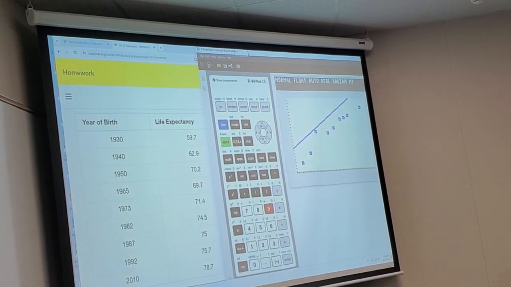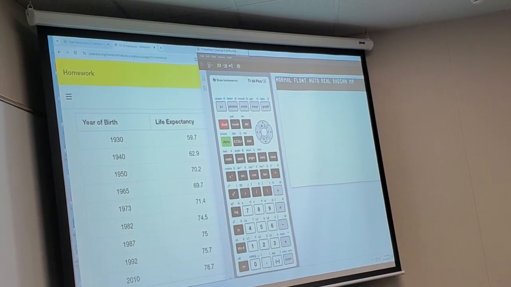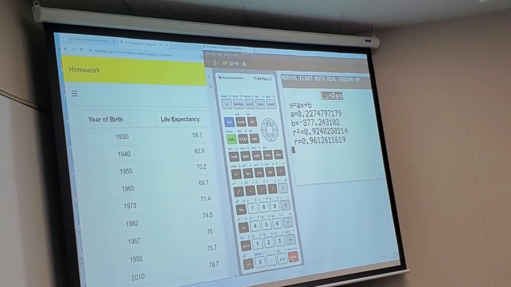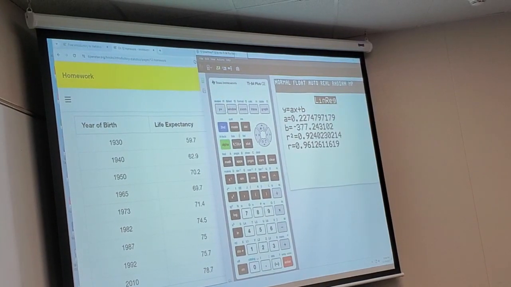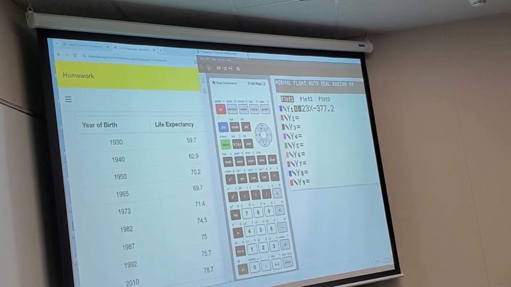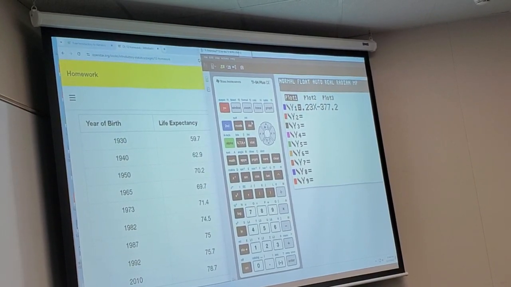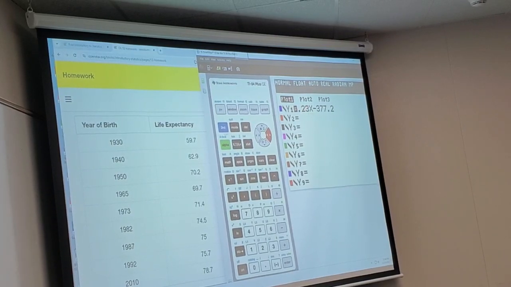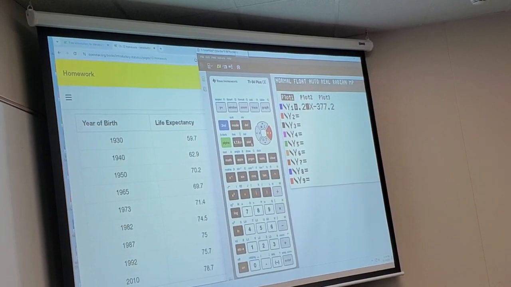So let's see. What did I do wrong? Did I put this in here wrong? Let's see. I got to recalculate. 0.23 and negative 377.2. That's right. Let's see. 0.23. Negative 377.2. All right. Well, that's weird. Oh, we got to be more specific here because we got tiny. Okay. Let's see if this is it. Let's be more specific.